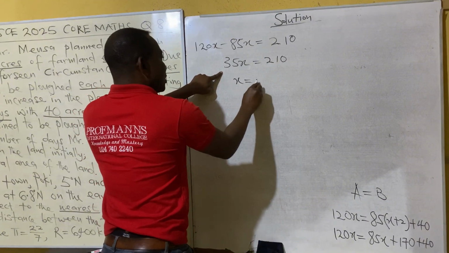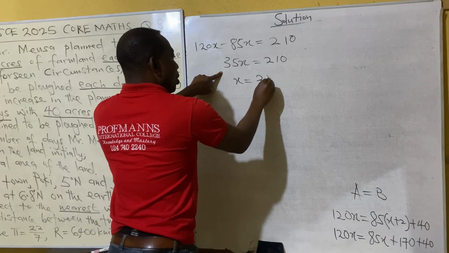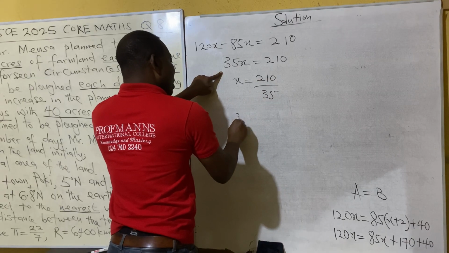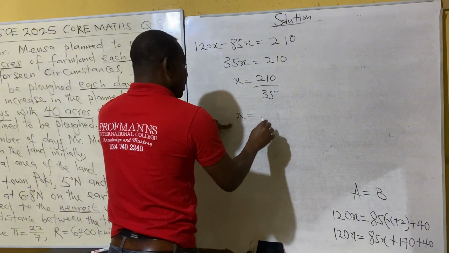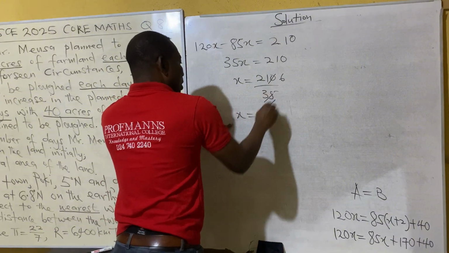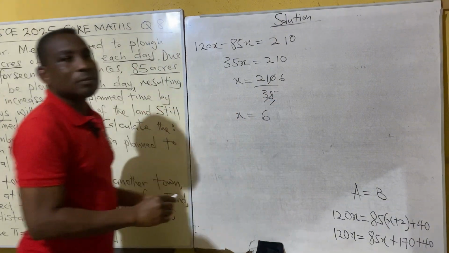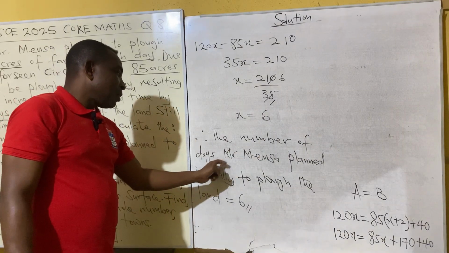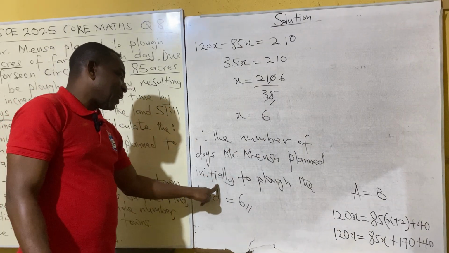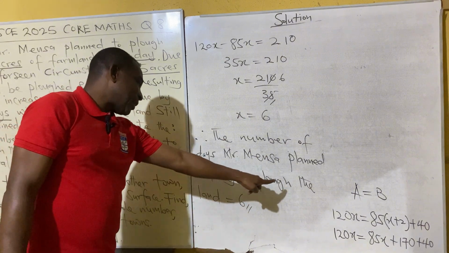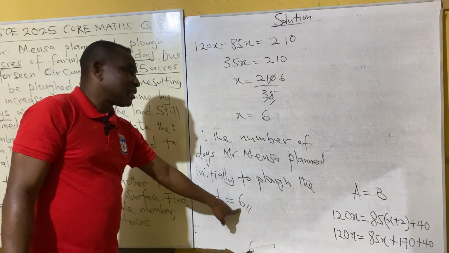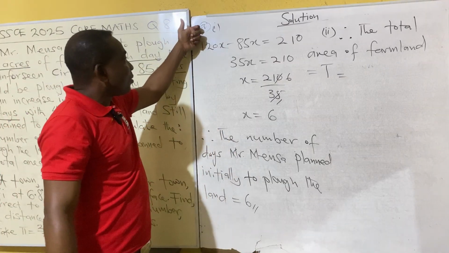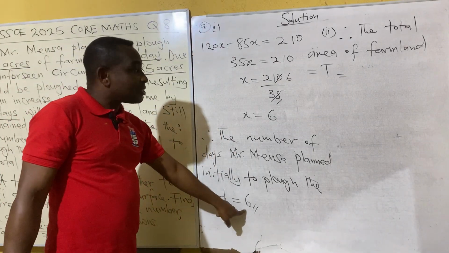We divide both sides by 35. We have x is equal to 210 over 35. When we do the division, it gives us x is equal to 6. So we conclude by saying, therefore, the number of days Mr. Mensah planned initially to plow the farmland is equal to 6 days. So the first one we calculated for is A I, which is 6 days.